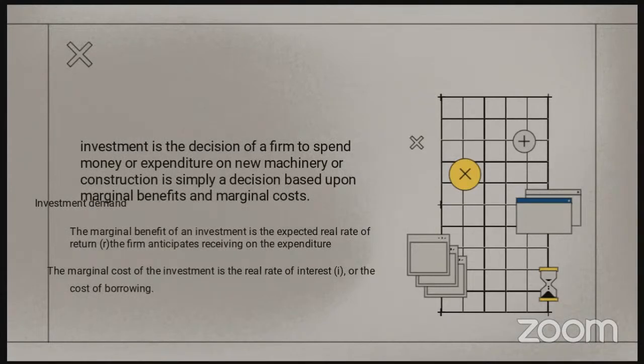Next slide. So here, investment is the decision of a firm to spend money on new machinery or construction. It's simply a decision based upon marginal benefits and marginal costs. The marginal benefit of an investment is the expected real rate of return the firm anticipates receiving on the expenditure. And the marginal cost of the investment is the real rate of interest, or the cost of borrowing.